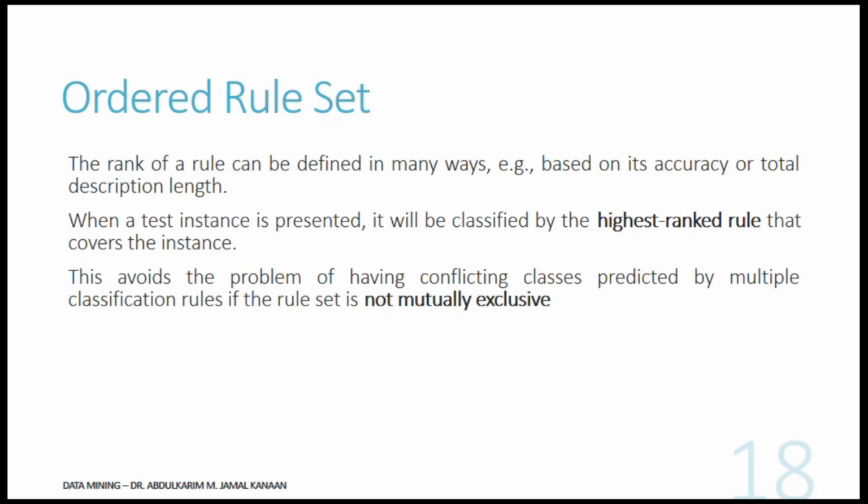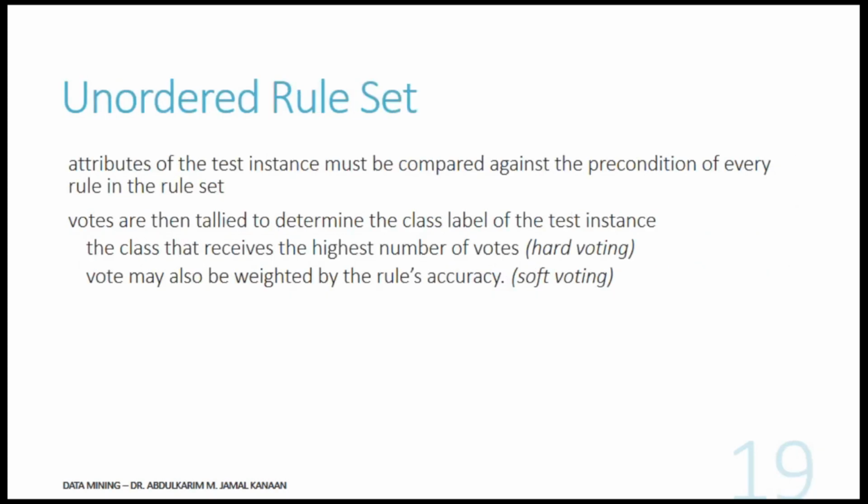Okay, so in this case, since we have a rule set, when a test instance is presented, it will be classified by the highest ranked rule that covers the instance. Like the case of Turtle has triggered R4 and R5. Then R4 is more important. Assuming this rule set has already been ordered, then we take R4. This avoids the problem of not mutually exclusive.